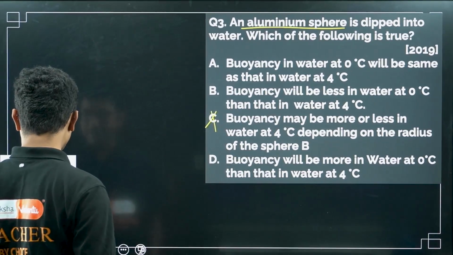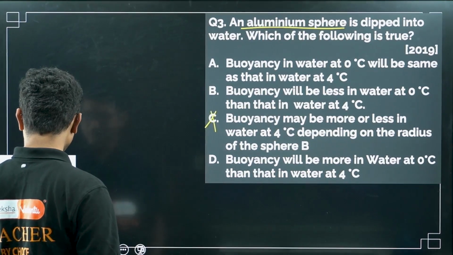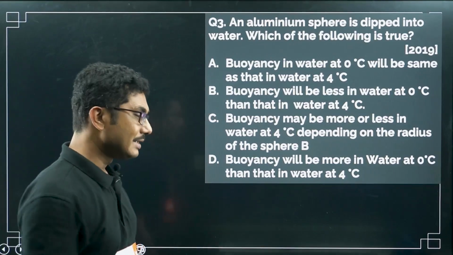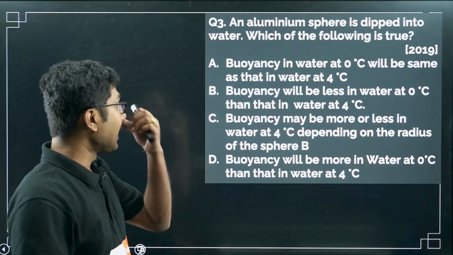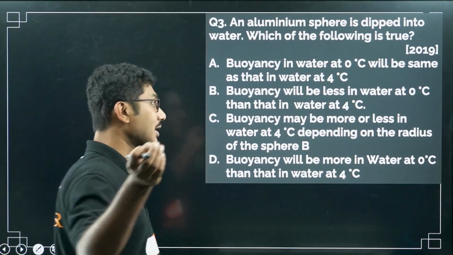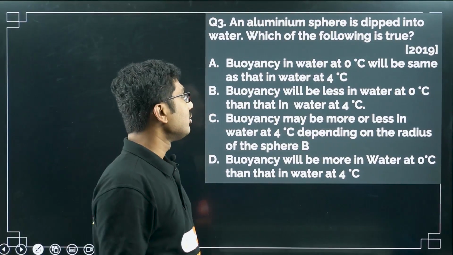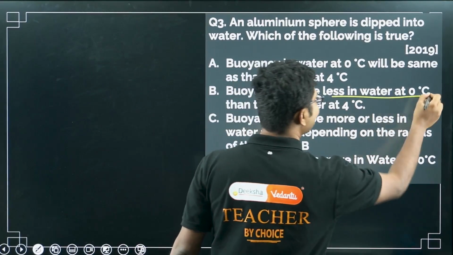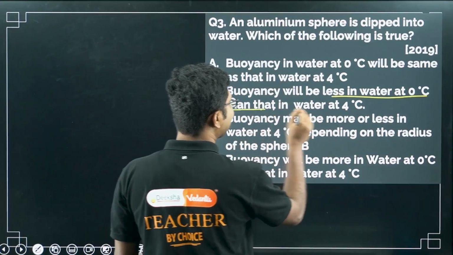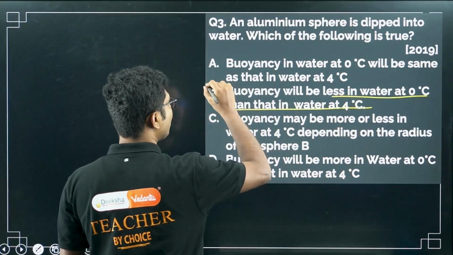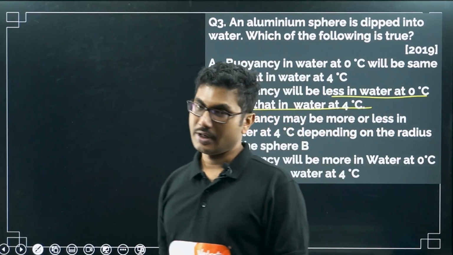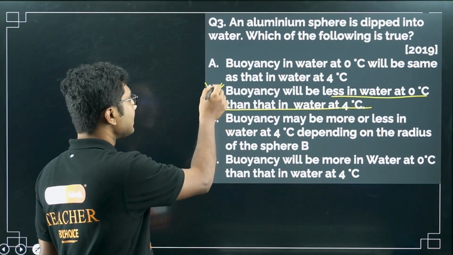We know that buoyancy is maximum at 4 degrees Celsius, and slowly it decreases on both sides of the graph. That is called the anomalous expansion of water, if you have studied that in your previous class. So buoyancy will be less at 0 degrees Celsius and higher at 4 degrees Celsius. So this is the correct answer. This is the correct option.